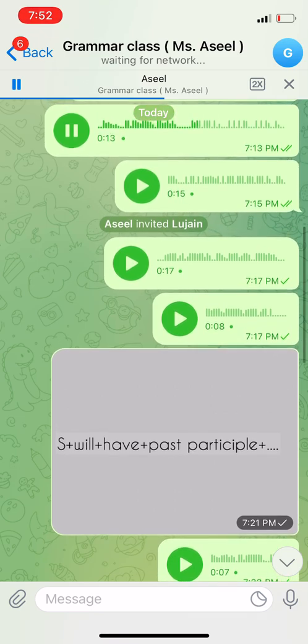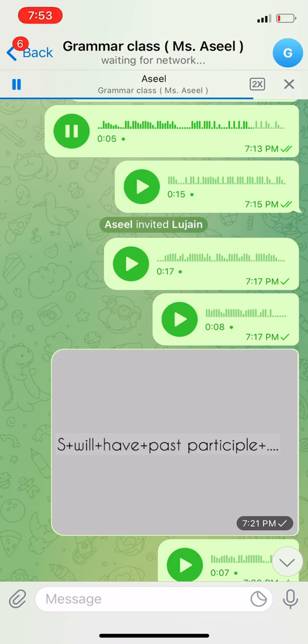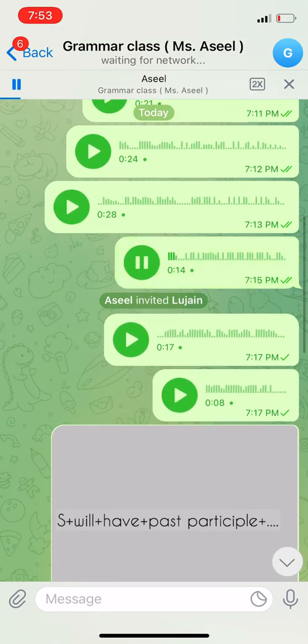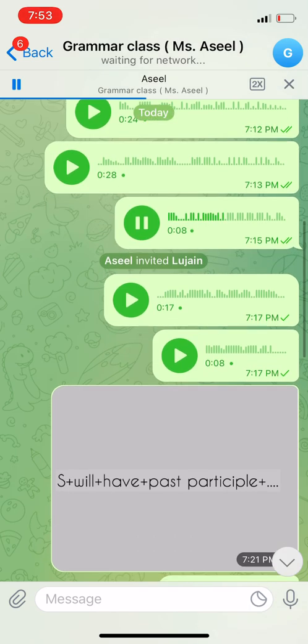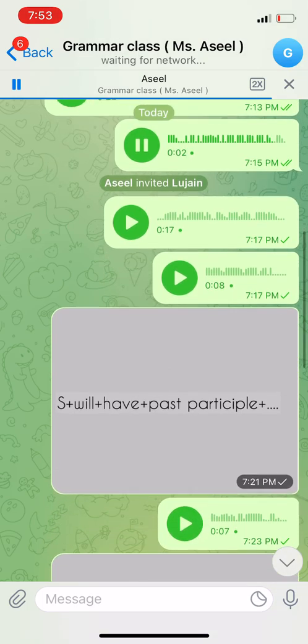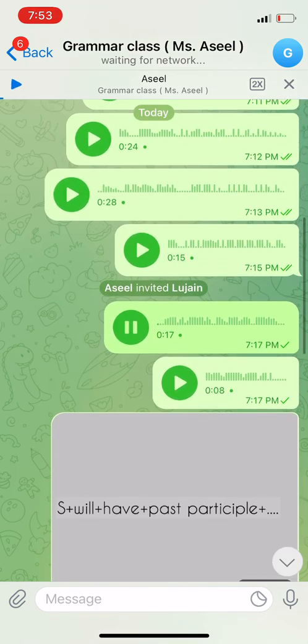There are certain rules surrounding the use of the future perfect tense, and it is important that you follow these rules in order to create a grammatically correct sentence. The future perfect tense is a verb form used to describe an event that is expected or planned to happen before a time of reference in the future.